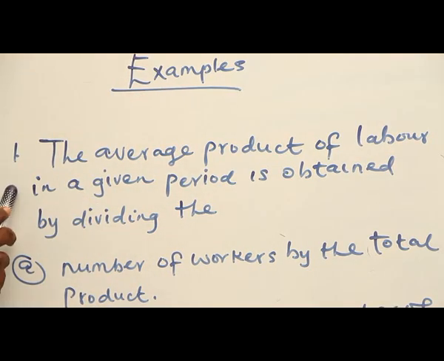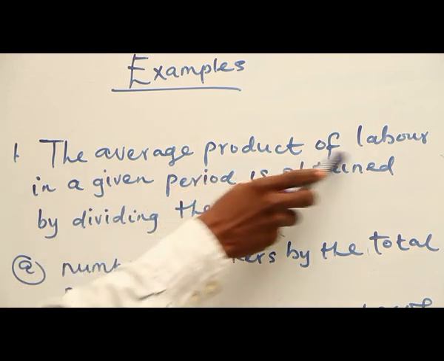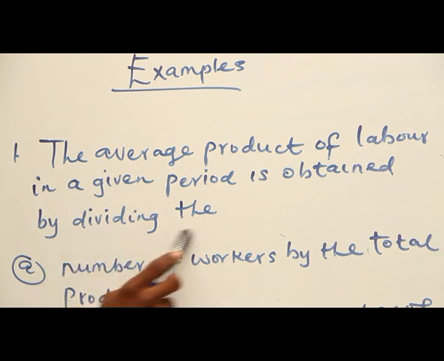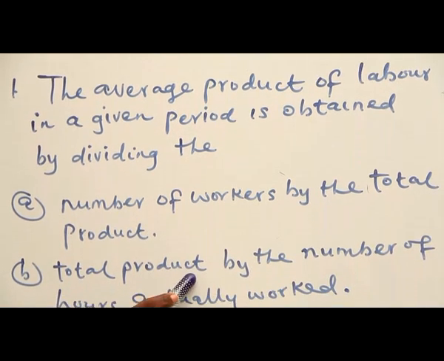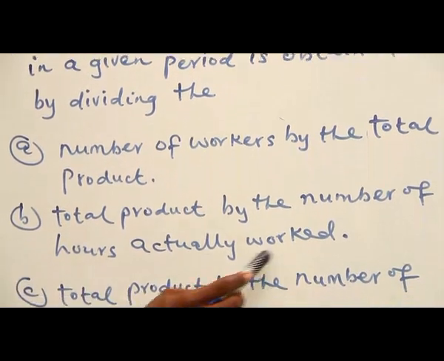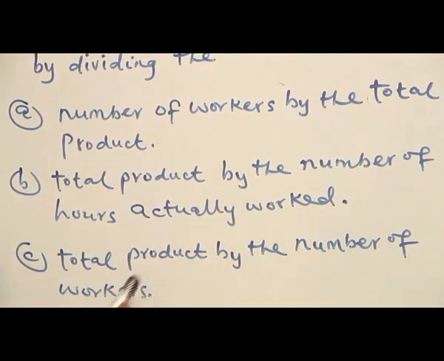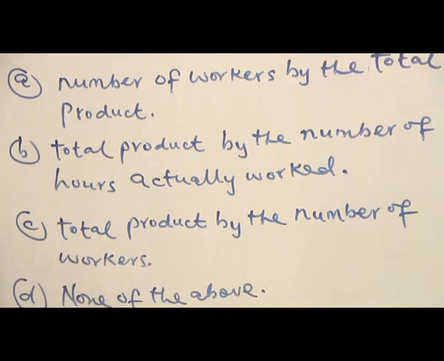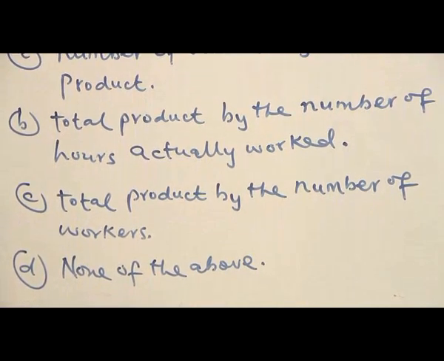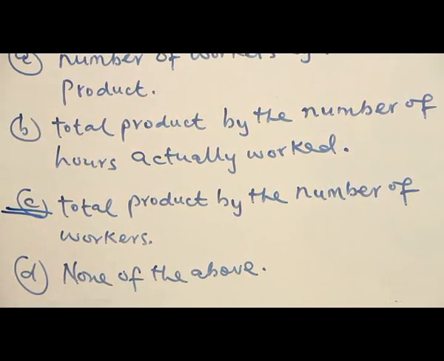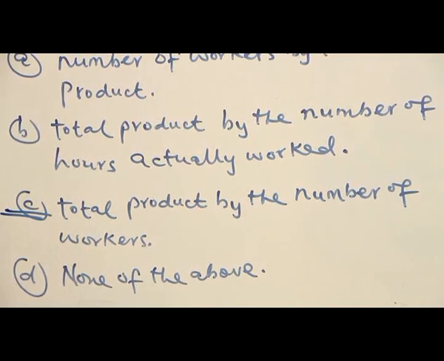Examples. Question 1. The average product of labor in a given period is obtained by dividing A, the number of workers by the number of products; B, total product by the number of hours actually worked; C, total product by the number of workers; D, none of the above. The right answer is C, total product by the number of workers.